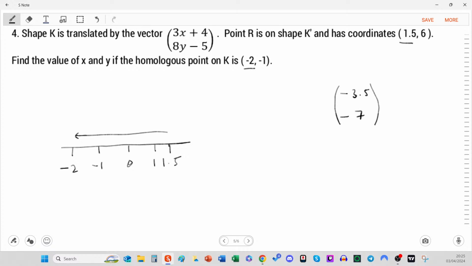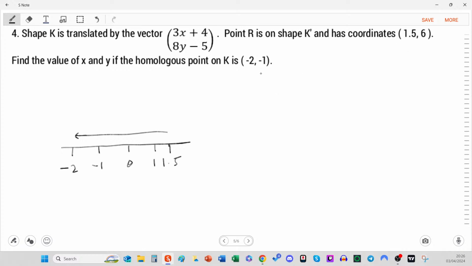We'll just double check to see we're on the right direction, because that's how mistakes are made. Point R is on shape K prime. So R is on the new shape. See, that's how mistakes are made. R is on the new shape. So this is actually the new shape. Oh, I've gone the wrong way around. See, always double check, people. Actually, it goes the other way around, right?